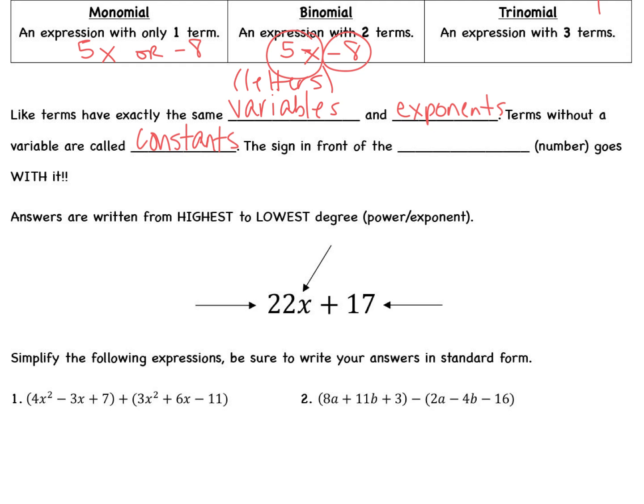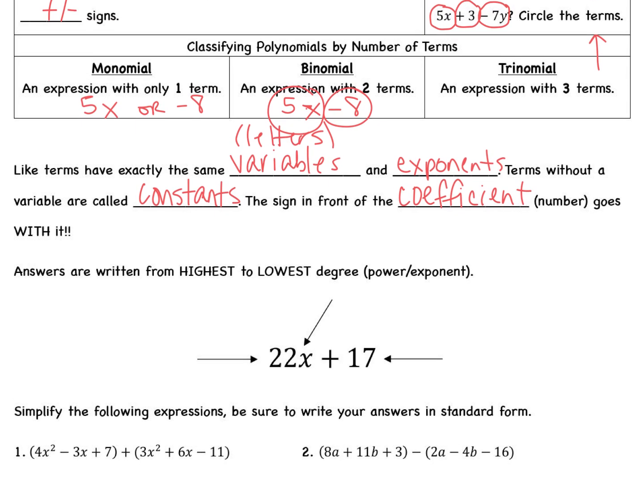And the number in front of the variable, we call this the coefficient. The sign in front of the coefficient goes with it. So like we had up here earlier, the negative 7y. It's not a 7y because there's a minus in front of it. That minus is going with it. Answers are written from highest to lowest degree, meaning the exponent. Now, I'm not going to stress over this too much. If you can put all of the things together that you need to, we're probably good.